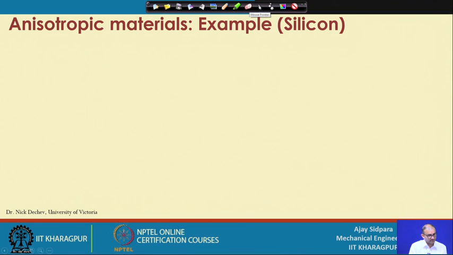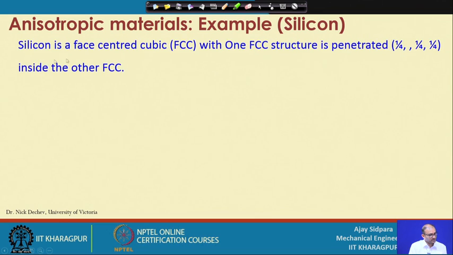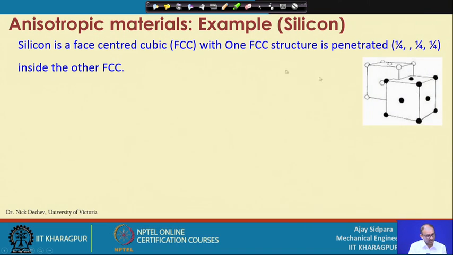So, now let us take one example of silicon, what happens in silicon. Silicon is a face centered cubic structure, with one FCC structure penetrated 25% in all three directions inside the other FCC. So, these are the two FCC structures. FCC means face centered cubic, where one atom is located at the center of each face and the other four are located at the corner. So, this is the first FCC and this is the second FCC, penetrating with 1/4, 1/4, 1/4 in all three directions. So, basically, in the ideal situation, we consider it a FCC structure of silicon.